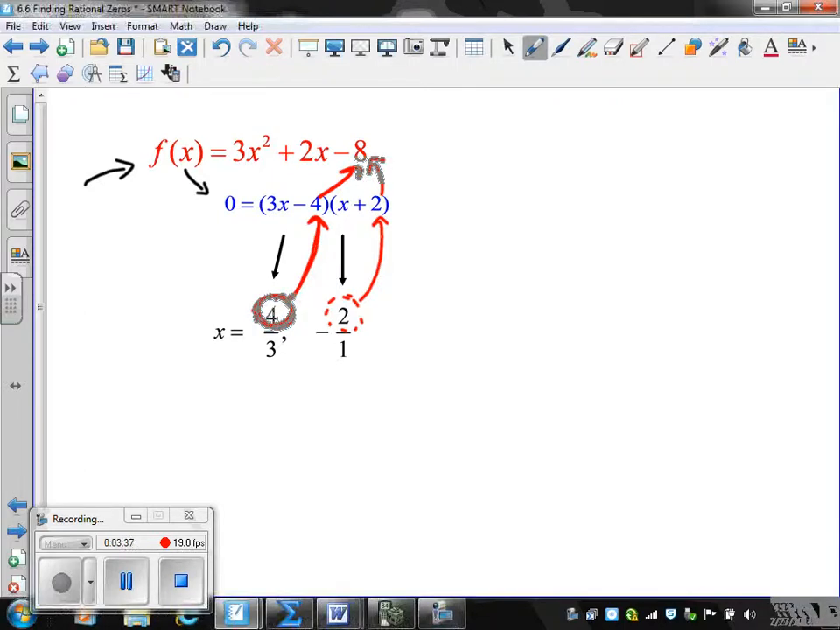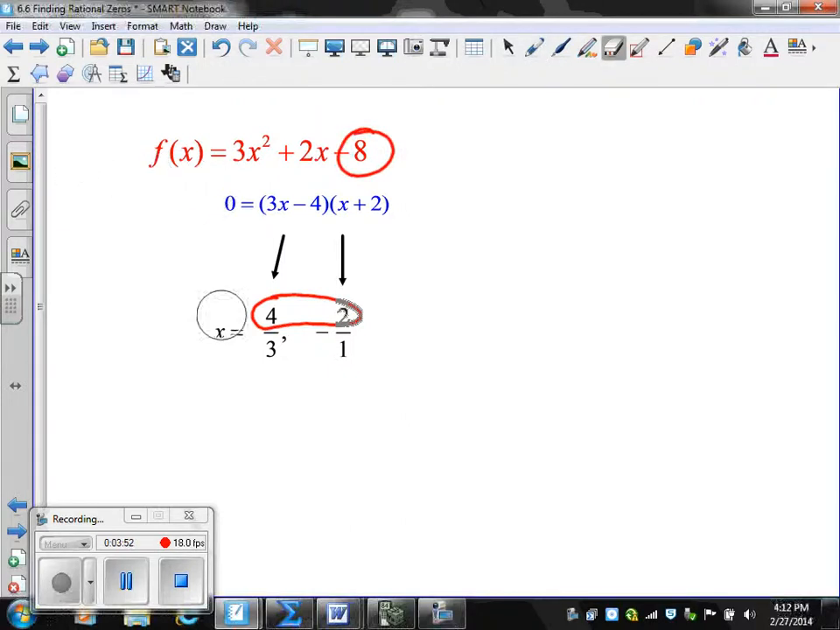So, as it turns out, both of these terms in the numerator, the 4 and the 2, came from factors of this 8. Okay, that's going to be a key concept, and we'll see that in the rational zero theorem. So we'll come back to that in a second.